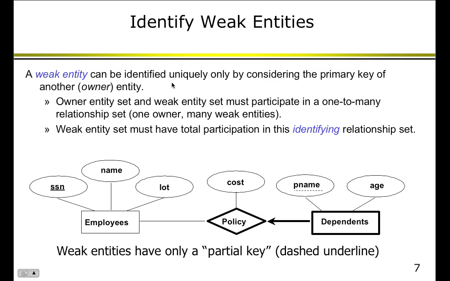The weak entity can be identified uniquely by considering the primary key of the owner entity. So we start looking at the relationship of that and say, well, employees have a policy. The policy has dependents on it. This would be like a health insurance policy. Weak entities have only a partial key, maybe sometimes shown with a dashed line.